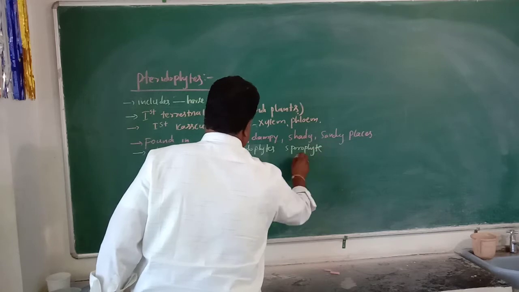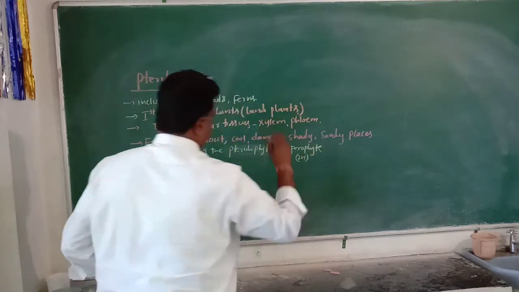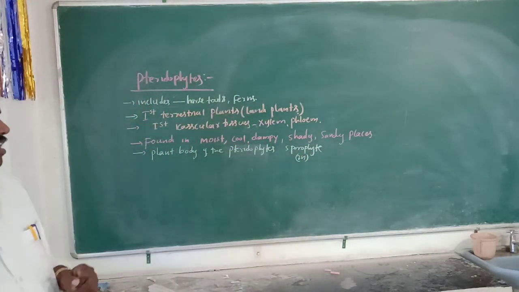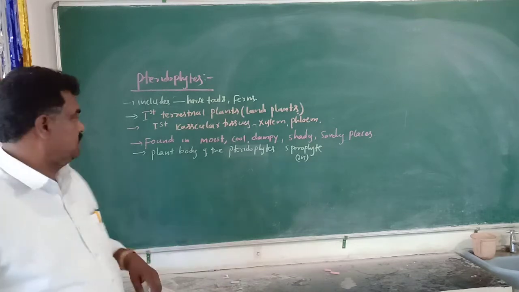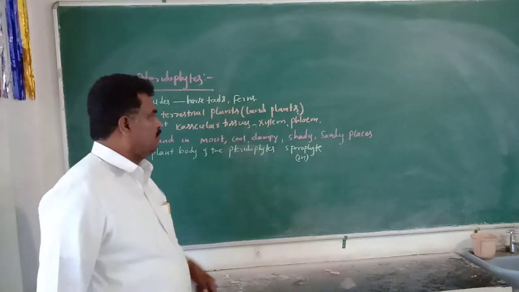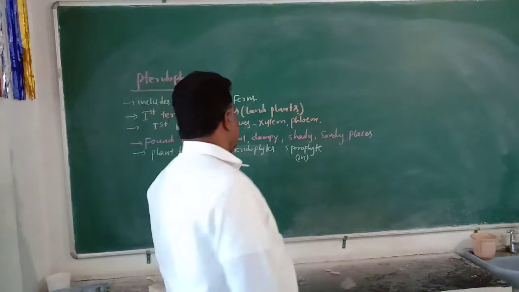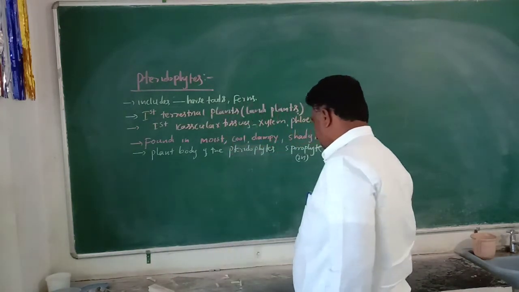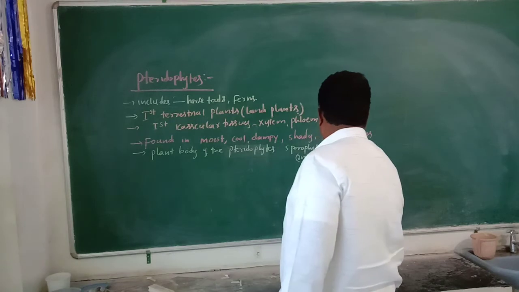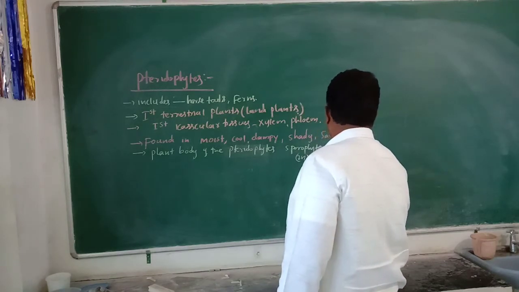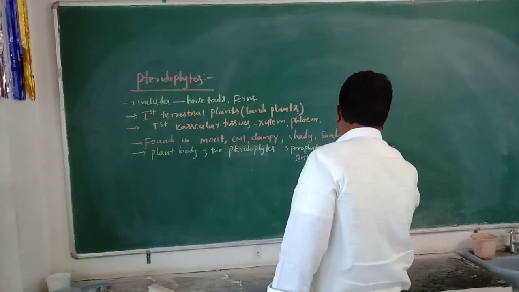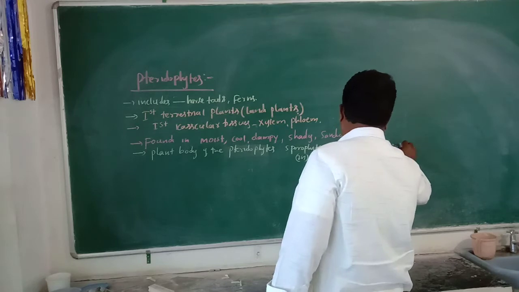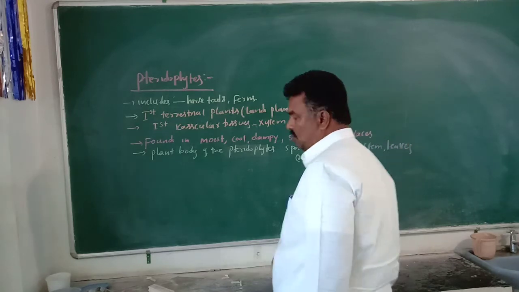Diploid is symbolized as 2n, already in brackets. The plant body of the pteridophytes is called sporophyte, and this plant body is differentiated into roots, stems, and leaves.